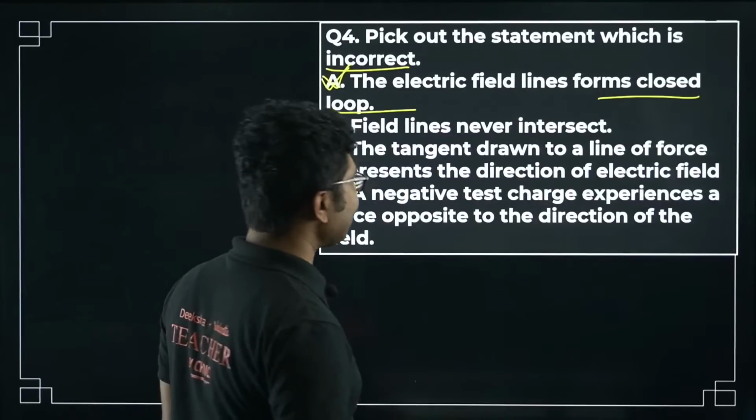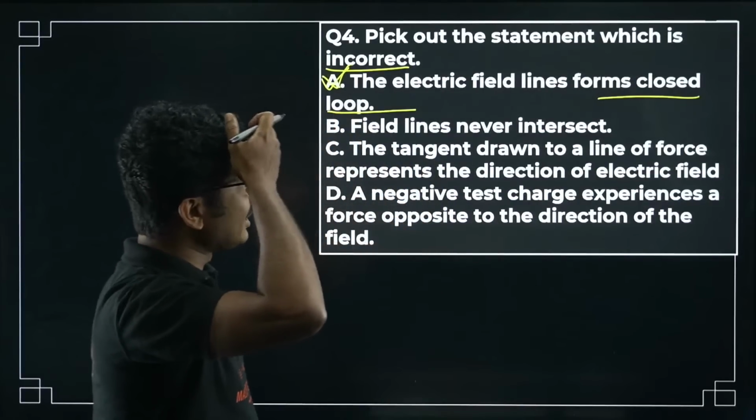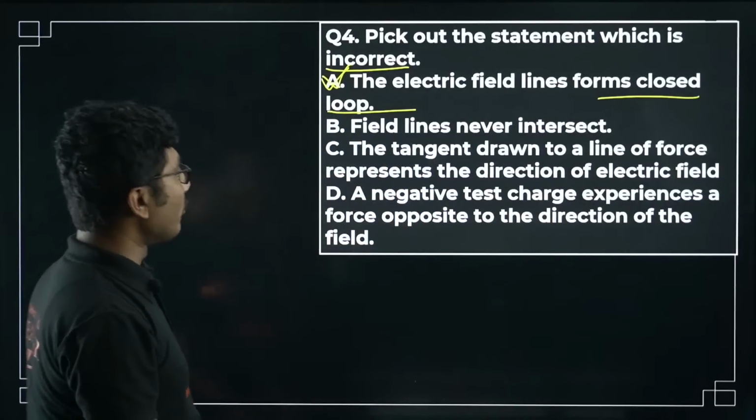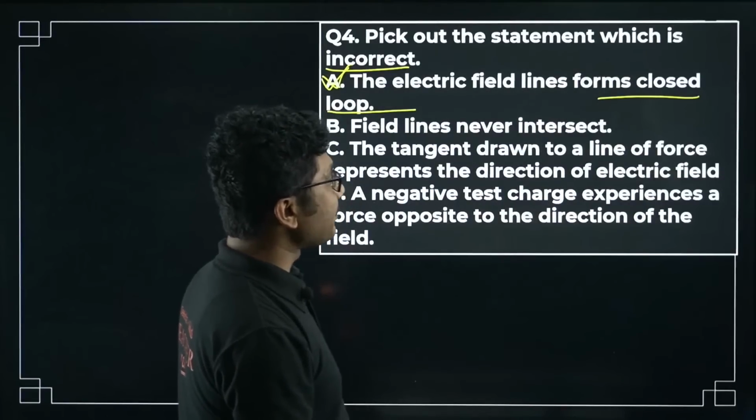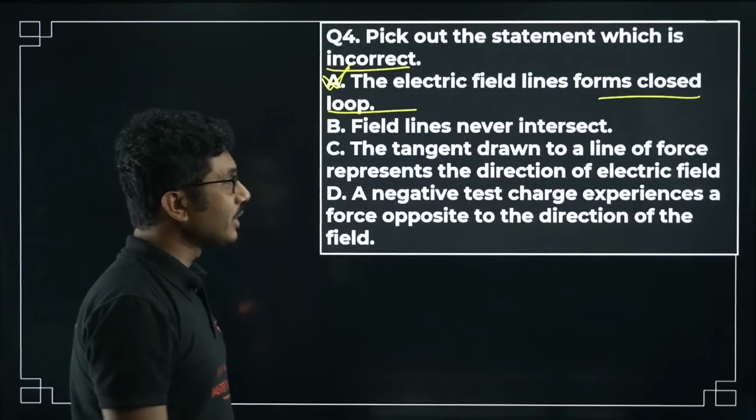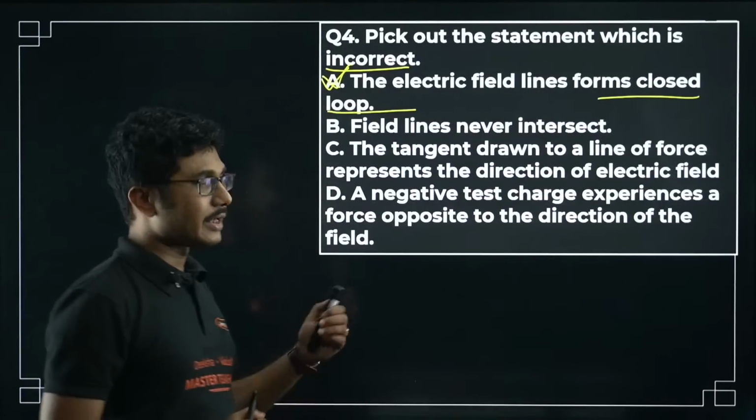Field lines never intersect, yes, correct statement. The tangent drawn to a line of force represents the direction of electric field, also correct. A negative test charge experiences a force opposite to the direction of the field, this is also a correct statement.